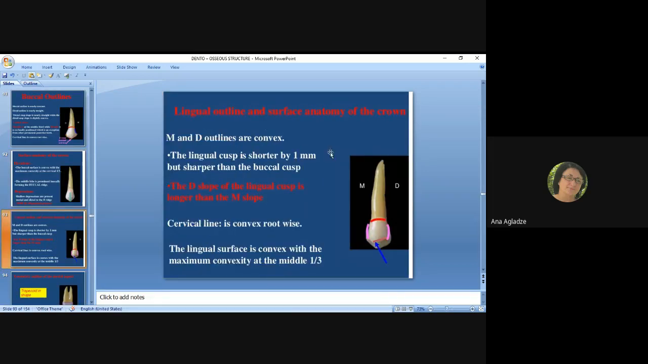There is a lingual side, and you can see these mesial and distal outlines are convex. The cervical line is less convex. The distal slope of the lingual cusp is longer. It has two cusps, a lingual and a buccal cusp. And the lingual surface is convex with the maximum at the middle third. And you can see this convexity in the middle of the tooth.